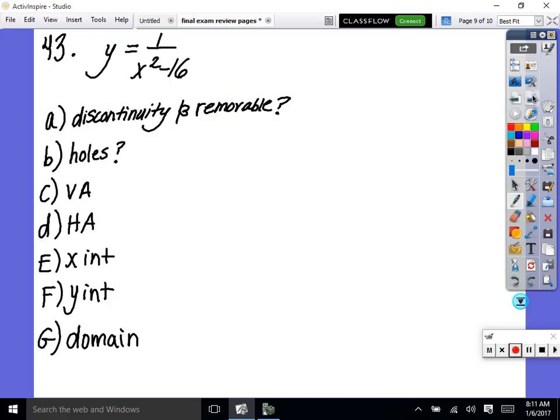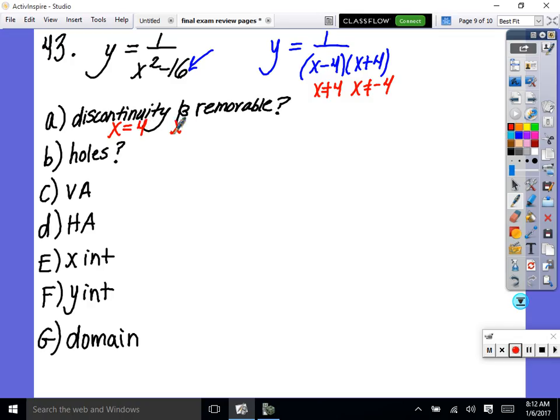Okay, so looking at this next one, we're not going to have to graph these, but answer these questions. Remember, to be able to determine all these things, you've got to have it in factored form. So y is equal to 1 over, that factors to be x minus 4, x plus 4. So our discontinuities, we know we can't divide by 0, so we'd say x cannot equal 4, x cannot equal -4. So x equals 4 is a discontinuity, and x equals -4. Discontinuities are what it can't equal. We can't divide by 0.